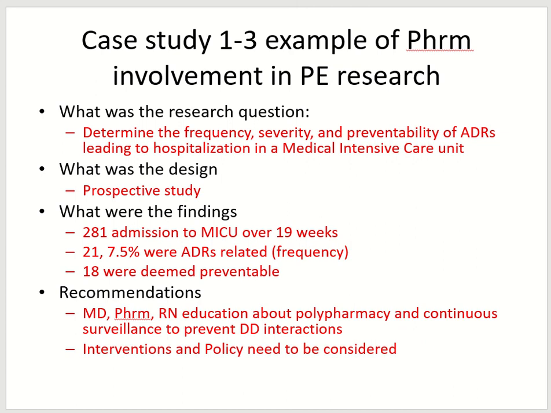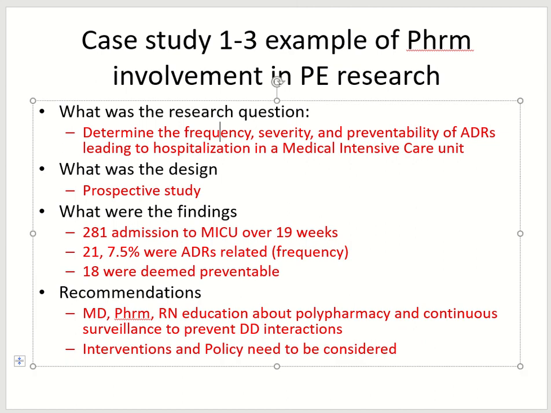So what is the research question? Determine the frequency, the severity, and the preventability of ADRs leading to hospitalization in the medical intensive care unit. The study design was a prospective study design. The findings were that in 281 admissions to the MICU over 19 weeks, they found out that 21 of the 281, or 7.5 percent, were ADR related. So that's the frequency question. And 18 out of the 27 were deemed preventable.